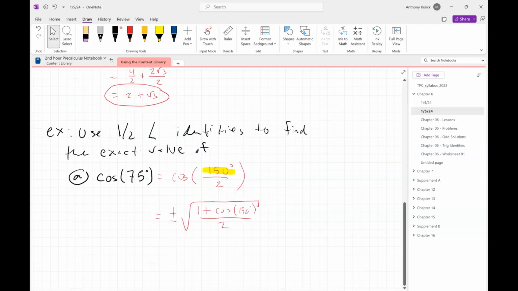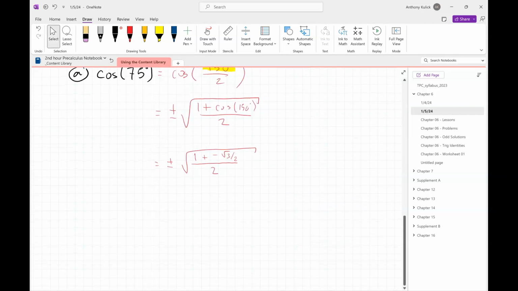So next up, I'm going to go to my unit circle and figure out what cosine of 150 is. I go to my unit circle. What is cosine of 150? Excellent. So far, so good. What don't I like about this? I got that fraction inside of a fraction here, right?